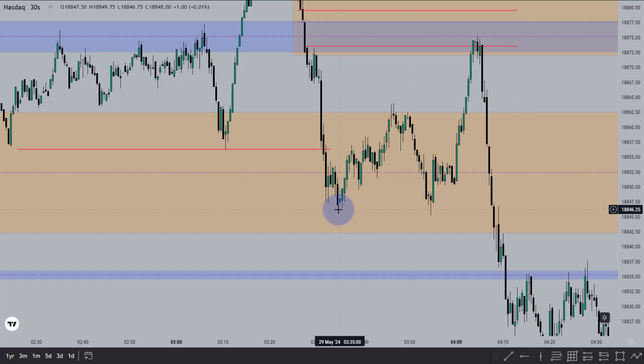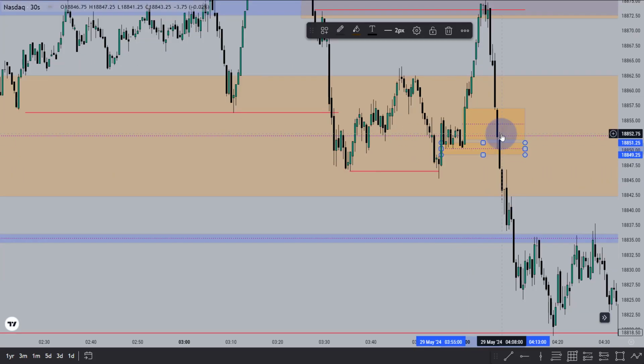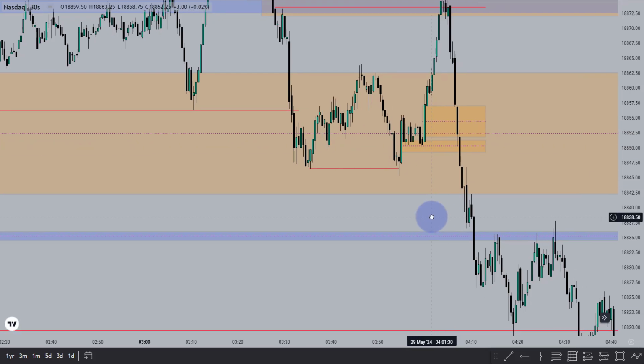How? See this low here, this low has been taken around that area. So this is the leg. In that leg, where is your last parallel gap? All you have to do is wait until price closes below this one. When the market closes below this one, go for the trade.